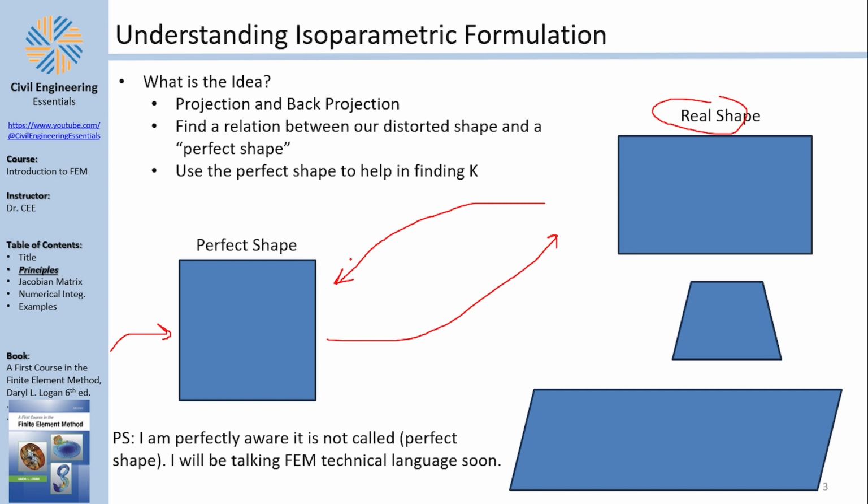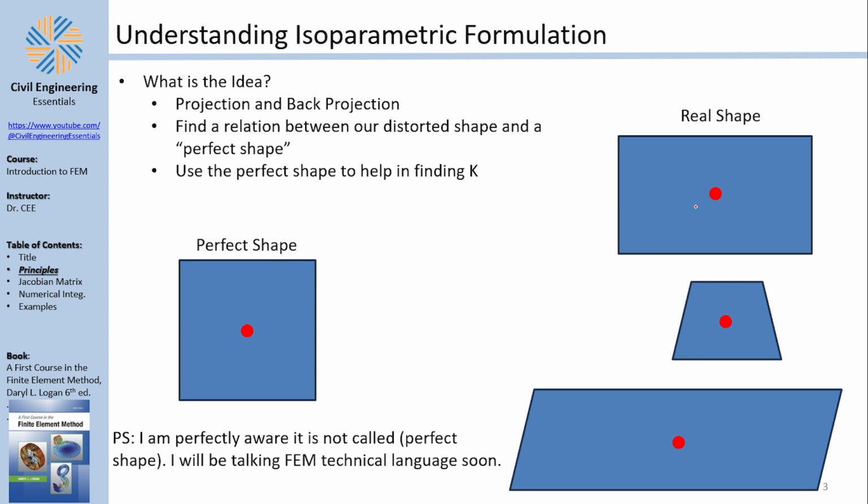The perfect shape in the isoparametric formulation usually has a size of +1 in the S-axis and -1 in the S-axis, +1 in the T-axis, and -1 in the T-axis. I know if you are a finite element student and you have read this before, you might know them as eta and xi, or xi and eta. But Daryl Logan's book uses S and T for coordinates. Now, before I start with any of this jargon, let me explain to you how this projection works.